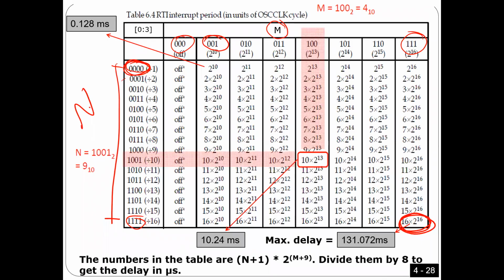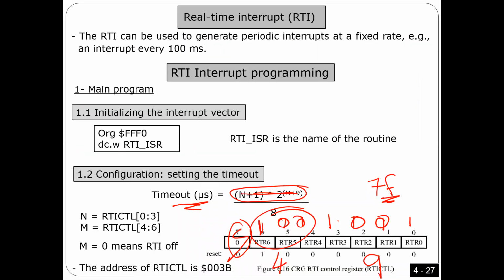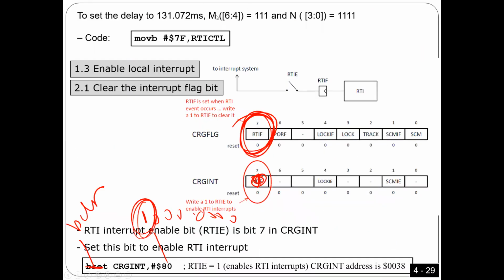The only change that may happen is here I put 7f if I want the timeout every 131 milliseconds. If a different number, you have to put a different number here. Other than that, everything is the same. You got what I'm saying?